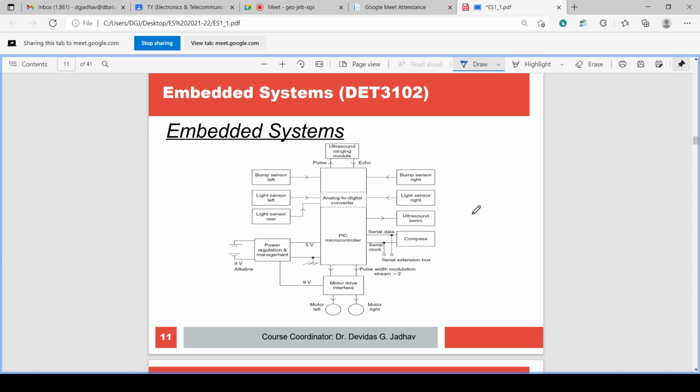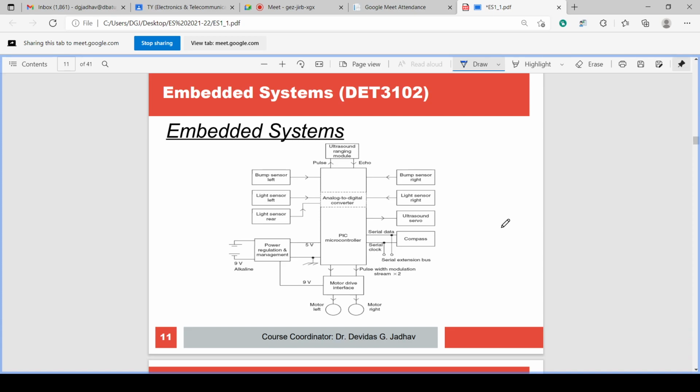So this is in general the embedded system. What are the blocks of the embedded system? Blocks of the embedded system basically contain a microcontroller, then analog to digital converter, then power supply, then motor driver circuit and motors, serial data communication port, and all the sensors.